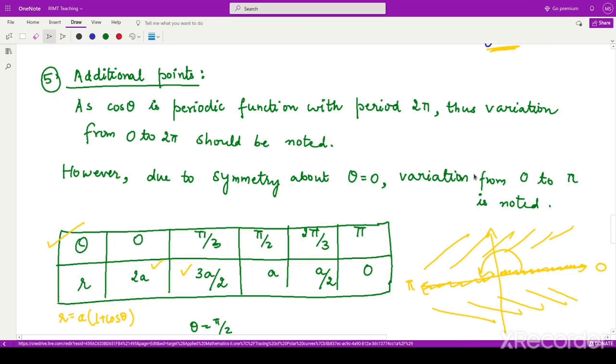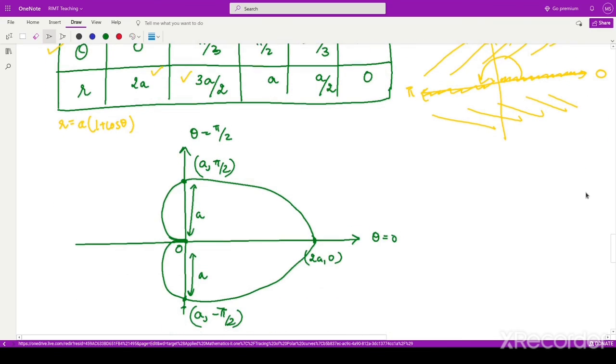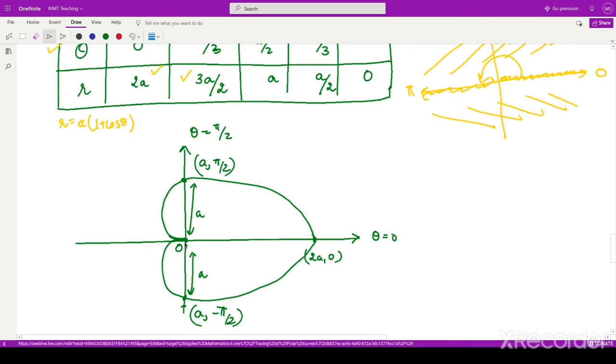So let us see what the graph is. The graph is something like this. Whenever theta is 0, the value of r is 2a. Theta 0 means we are talking about this particular line. At this point, what is the radius or the distance covered by our curve? It is 2a. So this much distance is covered from here to here. So this point is 2a comma 0.